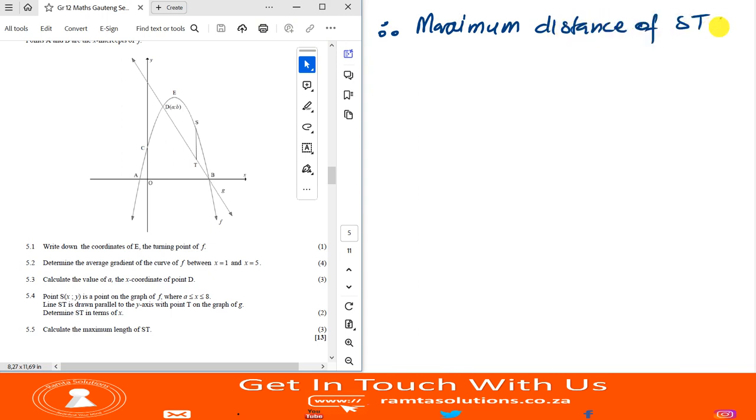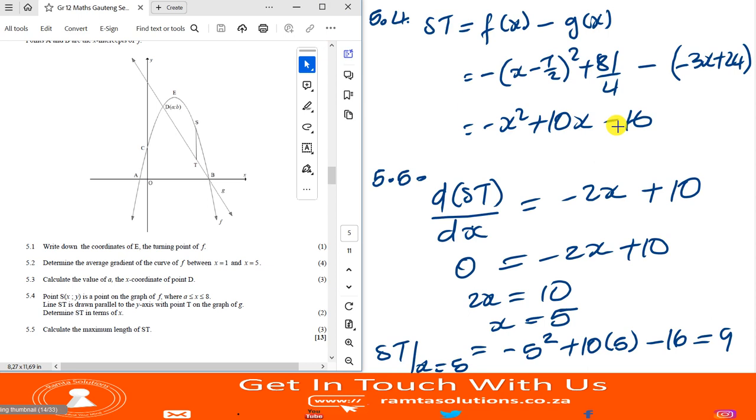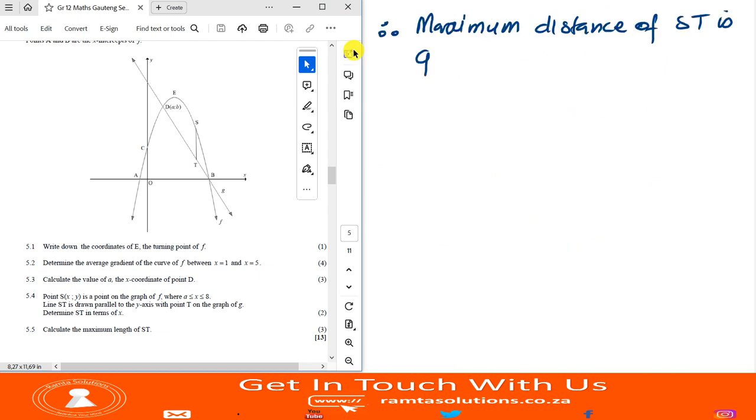Maximum distance of ST is 9 units. Otherwise, you can complete the square of this expression and you will get the same thing. All right. Do you guys want to try it? Let's try it. Option 2.